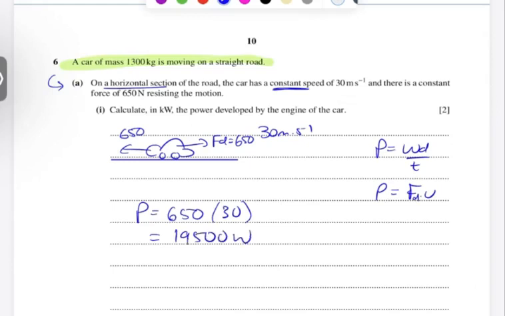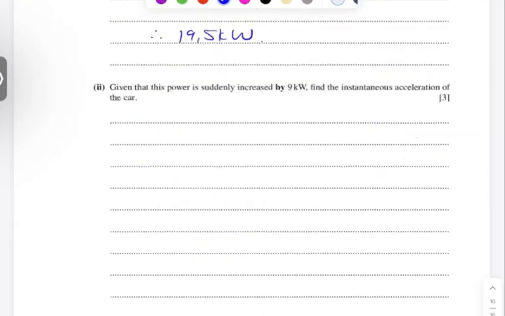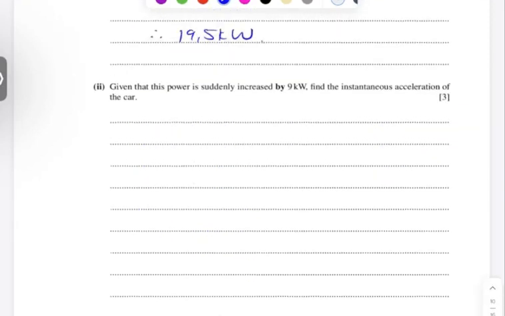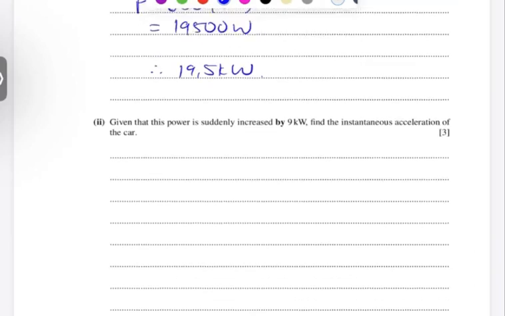So 19,500 watts. Please note these questions are saying in kilowatts. Okay, so you must just take note of power questions that often ask for kilowatts. Okay, it is given that the power is suddenly increased by 9. So not 2.9, but by 9. Find the instantaneous acceleration. So power plus 9, okay, so that's going to give me 28.5 kilowatts.